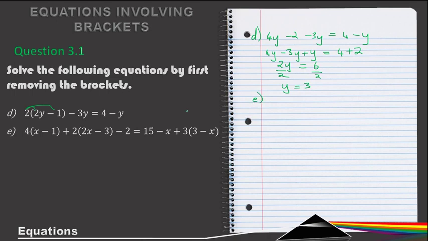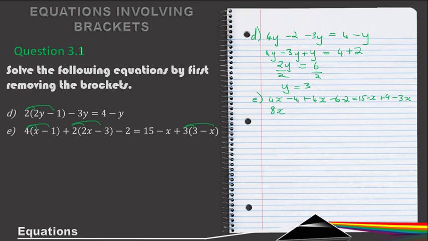For e, we take these brackets, or we multiply those brackets in these and these. So I have 4x minus 4 plus 4x minus 6 minus 2 equal to 15 minus x plus 9 minus 3x. Okay. Right. So before I'm going to take anything over, I'm just going to add my like terms on both sides.